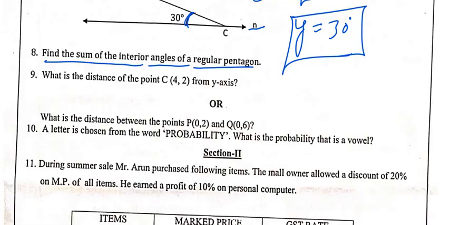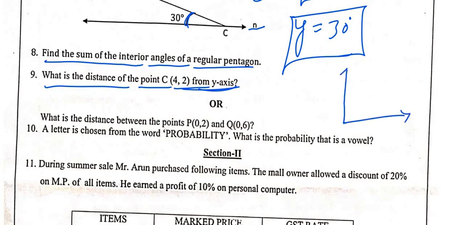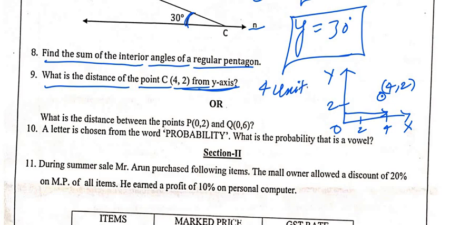Next question we have: what is the distance of the point (4, 2) from the y-axis? Remember that whenever this is asked, remember the axis. So this one is our x-axis, this one is the y-axis, this is the origin. Whenever you find distance, for example, this one is 4 and here it is 2. So when you represent it, it will come (4, 2). If distance is asked from the y-axis, then the x-coordinate will be taken. So the distance is 4 units from the y-axis.